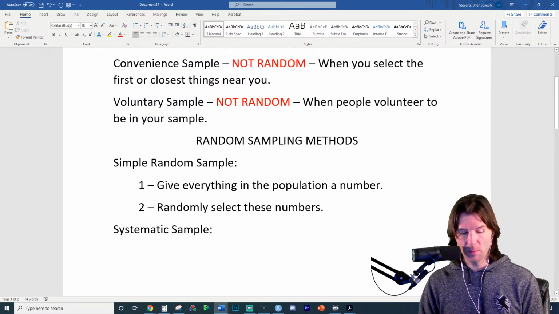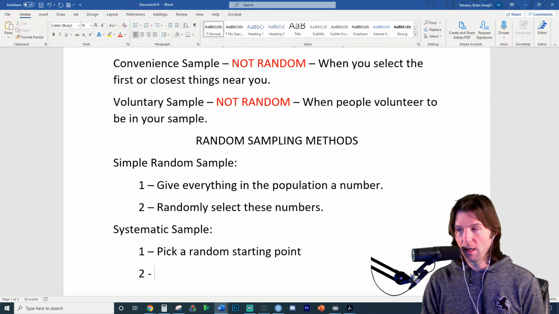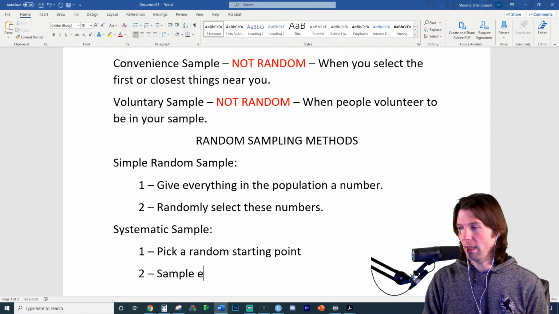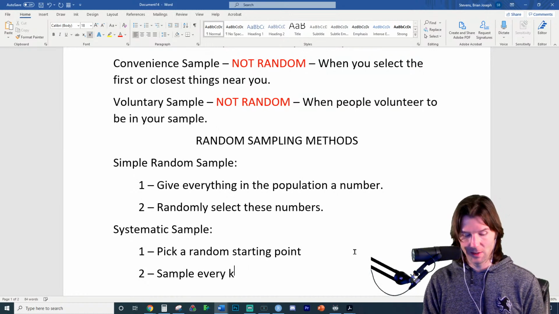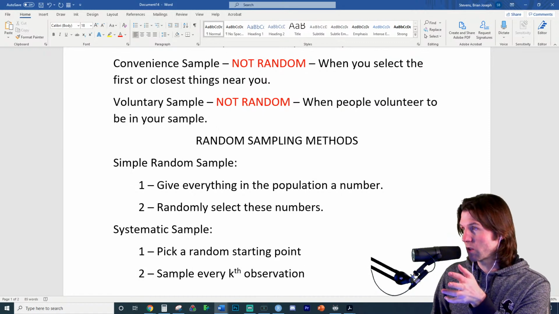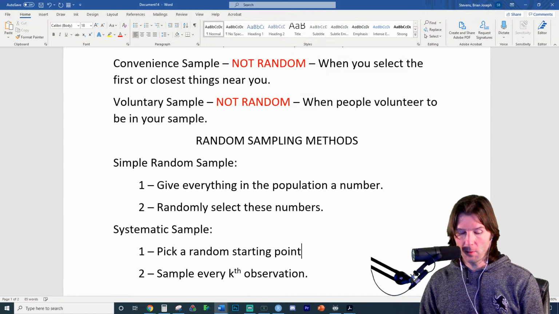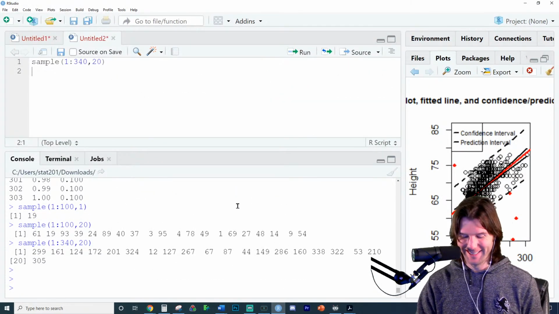Next, we have a systematic sample. A systematic sample right here is pick a random starting point. Random starting point is picked, and then sample every kth observation. So pick a random starting point, and then sample every kth observation. How would we do this? Well, let's draw it out, and then let's code it, because coding's fun.